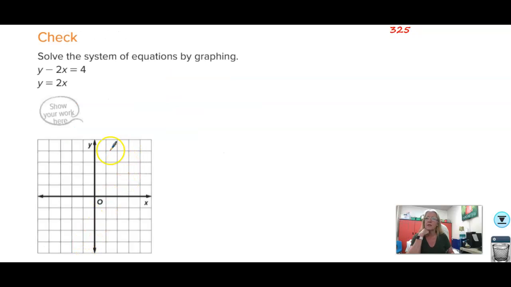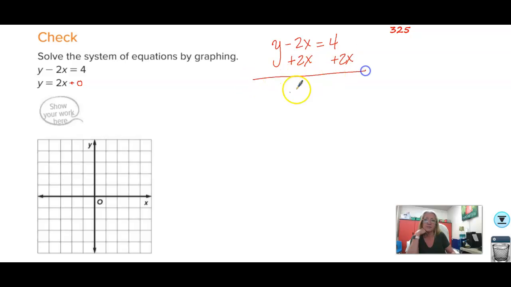Forget that. Okay, solve the system of equations by graphing. Well, this one is in slope-intercept form, and we know we have a y-intercept of 0 since it doesn't have one, but this one is not in slope-intercept form. This one's y minus 2x equals 4. We need y by itself, so we need to get rid of this minus 2x, and we'll do that by adding 2x to both sides, which gives us y equals 2x plus 4, because this 4 was positive. Well, we have y equals, and the other equation is just y equals 2x, and we know that this would be 0. So graphing this, we'll graph the first one first.